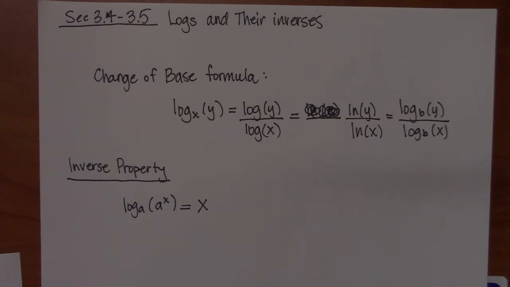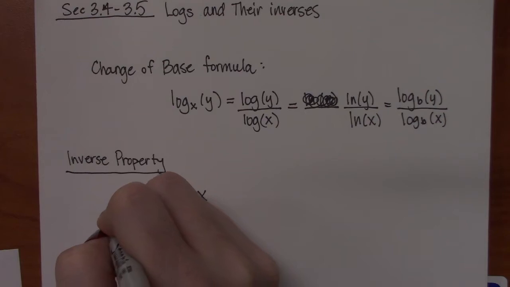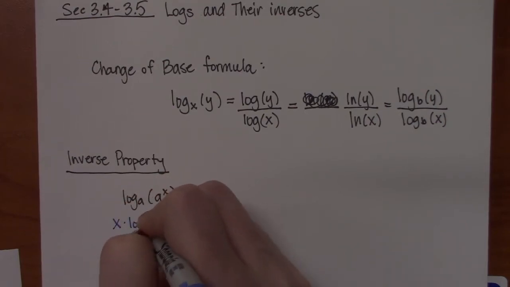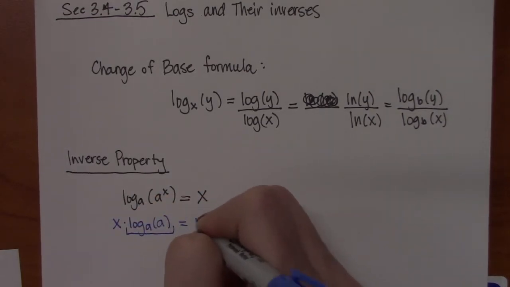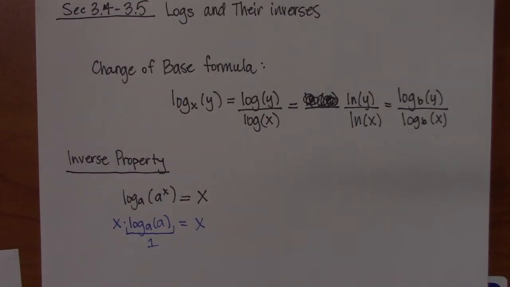Another way of thinking about this: there's a property in logs that says you're allowed to take the exponent and pull it down and make it a coefficient. So I could also write this as x times log base a of a, and log base a of a is just 1. So there's two ways algebraically we think of getting to this. When you plug a function into its own inverse, x comes out, or whatever you plugged in. If this were x squared, it would come out to be x squared, right? So the log base a of a just wipes out.